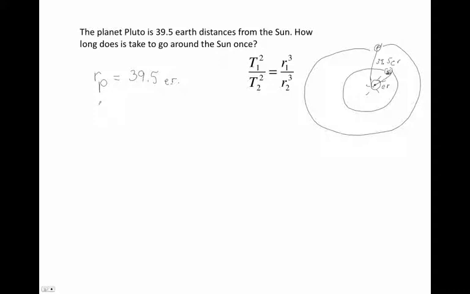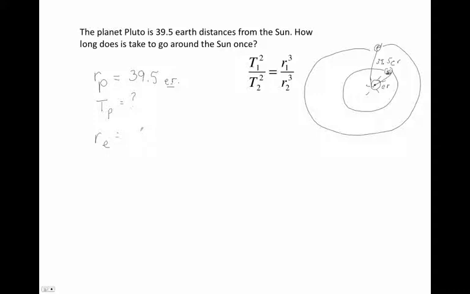We want to know how long it takes. How long is the period? So we're hunting for the period of Pluto. Now, to do this, we have to compare Pluto to some other planet that orbits the Sun. Since we're already in Earth radiuses, and the Earth does indeed orbit the Sun, we can compare it to the Earth. So I'm going to say the radius of the Earth.